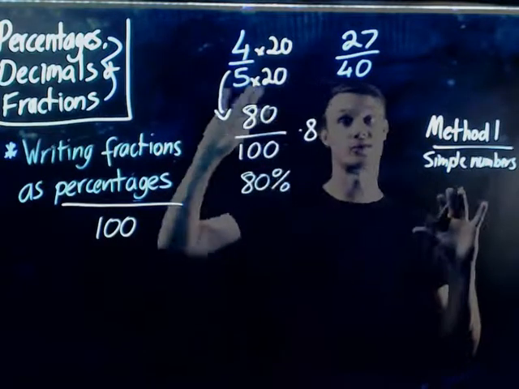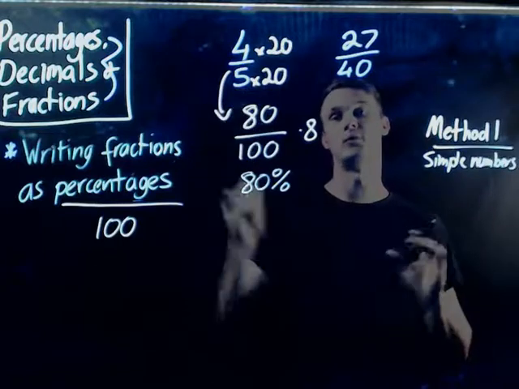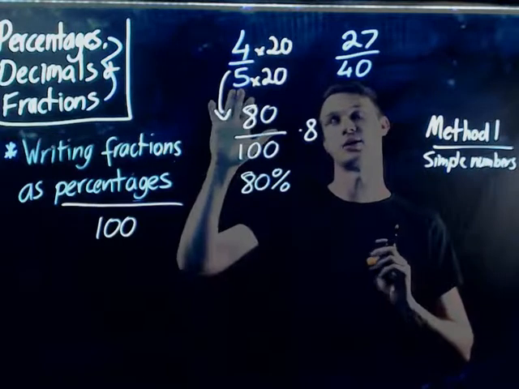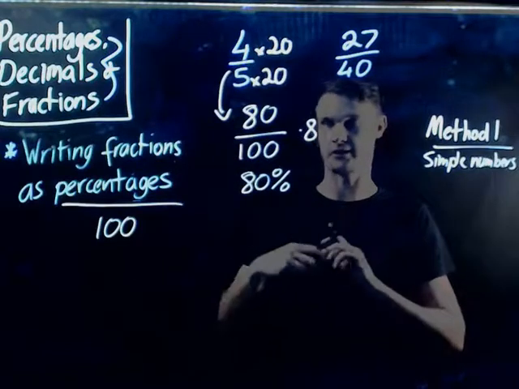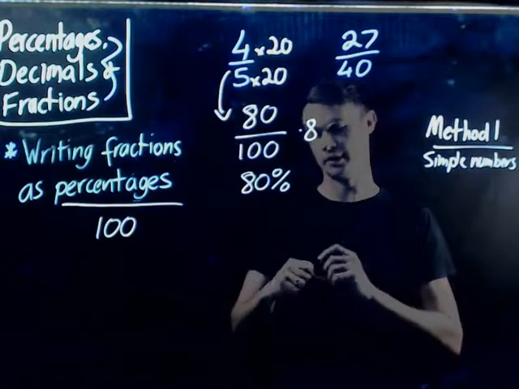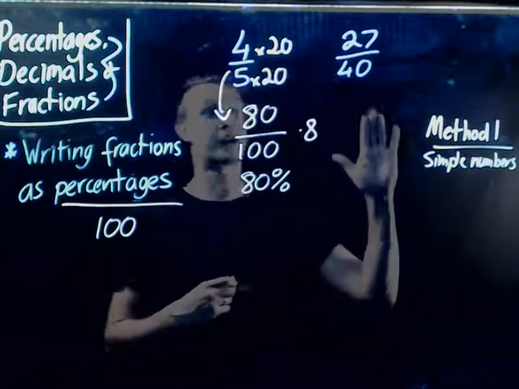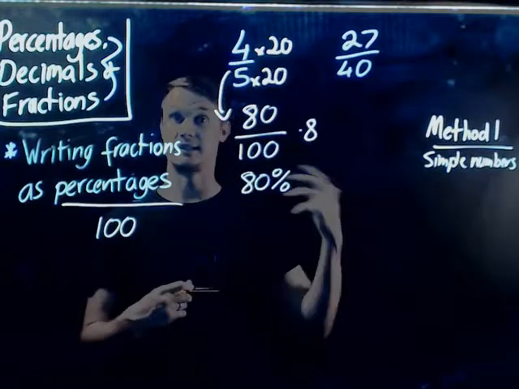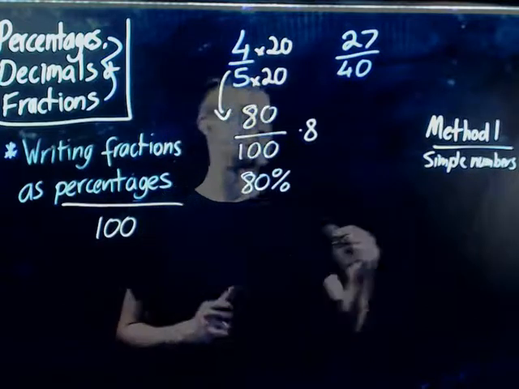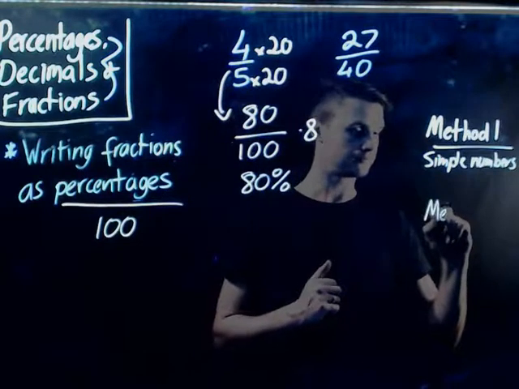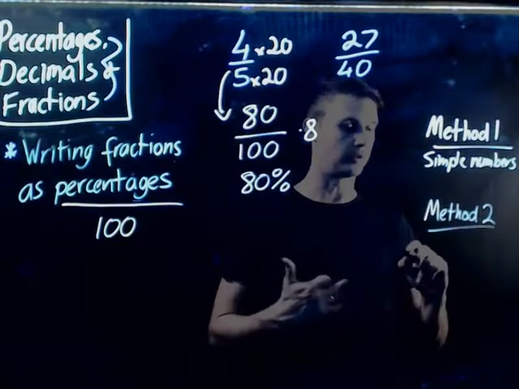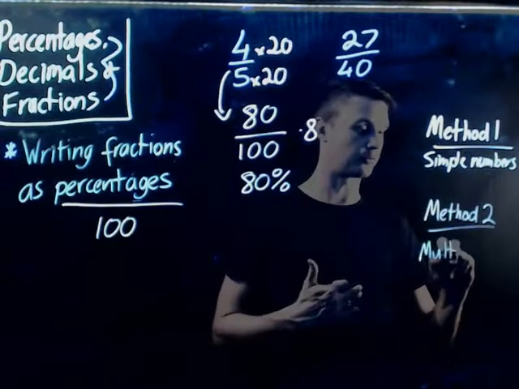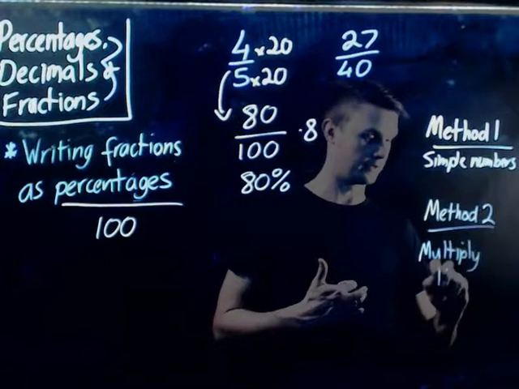Now method 1 uses simple numbers, so you can only really do this with numbers like 2, 5, 10, 20, 25, 50, okay, so the easy numbers that we can convert, but you're definitely going to get times where you can't convert the denominator simply into 100. So this is where you're going to need to use method 2. Now method 2 uses multiplying by 100, okay, so it's multiplying another fraction.